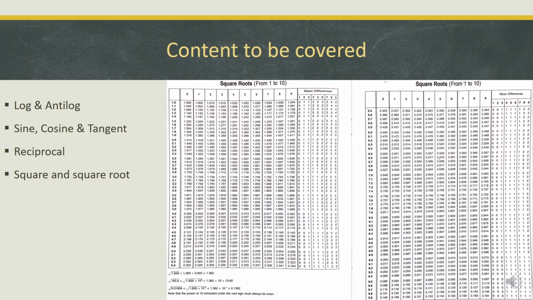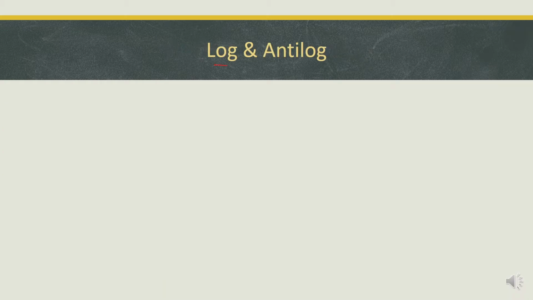So let us start with the first topic, which is log and antilog, with this example. Before starting with this, we need to remember three properties of log. Log of a upon b is log a minus log b. Log of a into b is log a plus log b. And lastly, log of a raised to b is b log of a. These three things we need to remember, and there is one more thing we need to take care of: the numerator should be greater than denominator so that the process doesn't become complex.